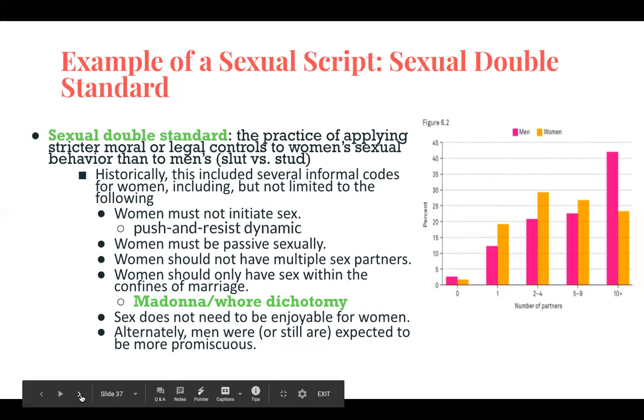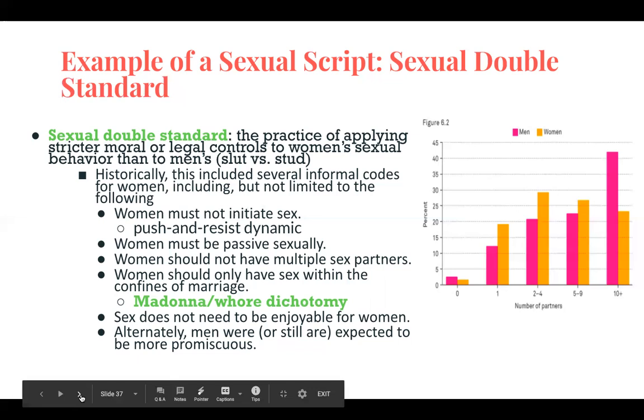And so the Madonna-whore dichotomy, which is the more historical version of the slut versus stud, instead of comparing men and women, compares two types of women. The supposed Madonna is virginal, waits until marriage, and is a good girl. Then the whore is not virginal, is stigmatized sexually, and is seen as a less desirable long-term mate, potential spouse. Sex does not need to be enjoyable for women.